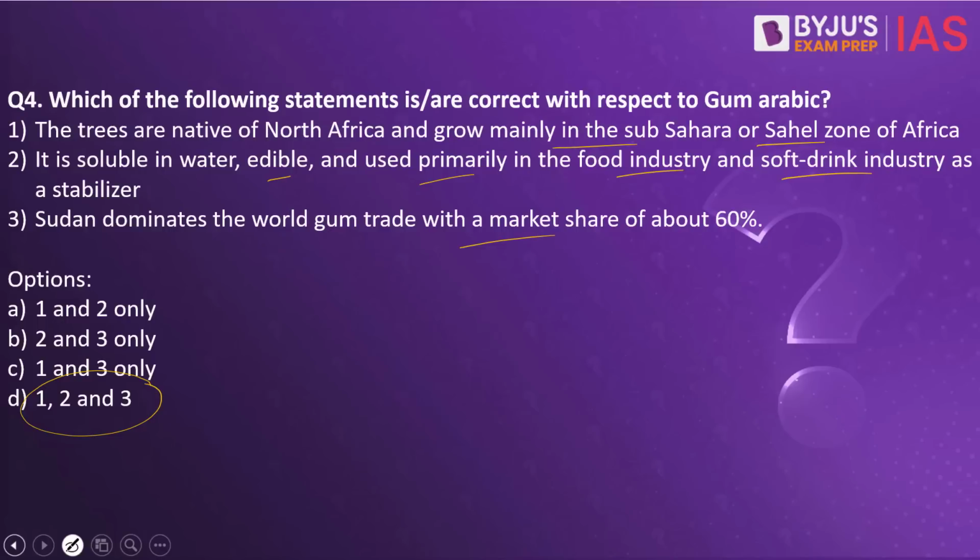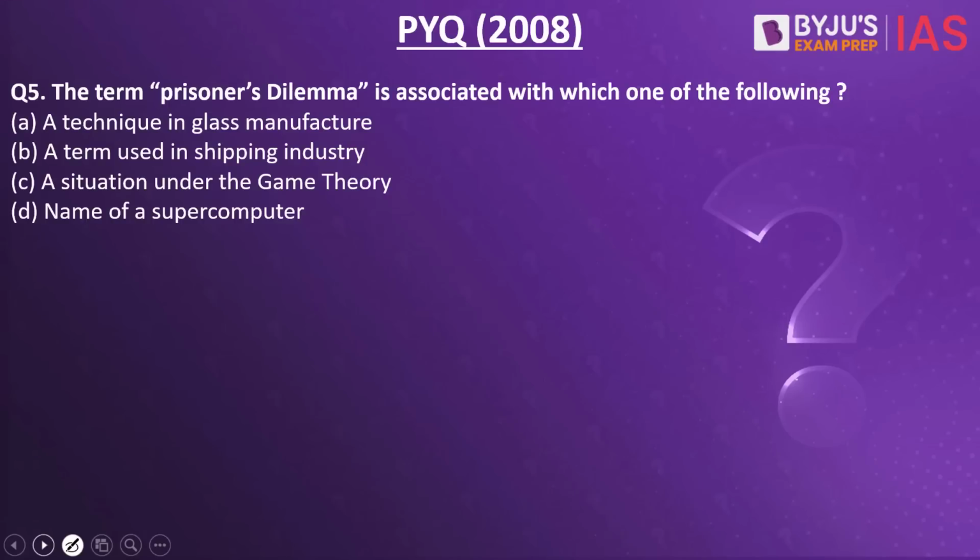Sudan dominates the world gum trade with a market share of about 60%. Yes, this statement is also right. So all the three statements are right. So the answer to this would be 1, 2 and 3. Now let's look into the next practice question.